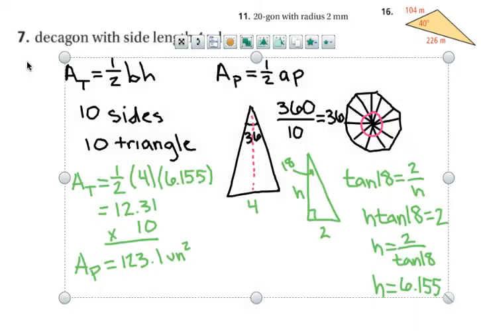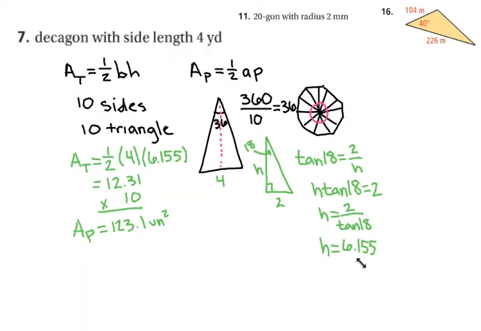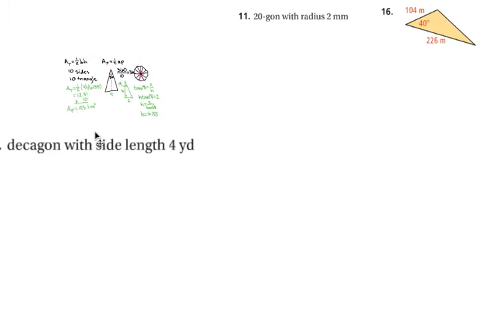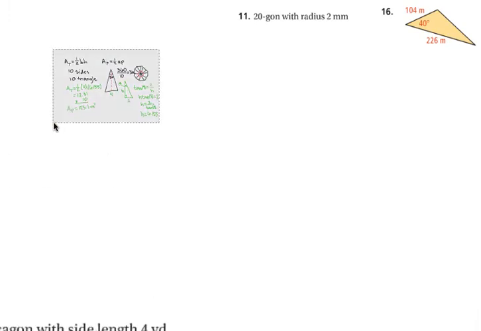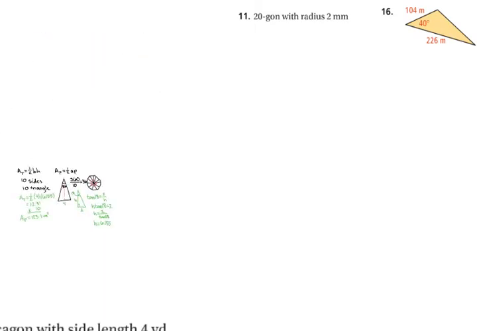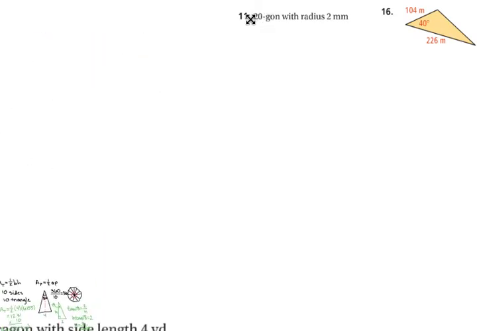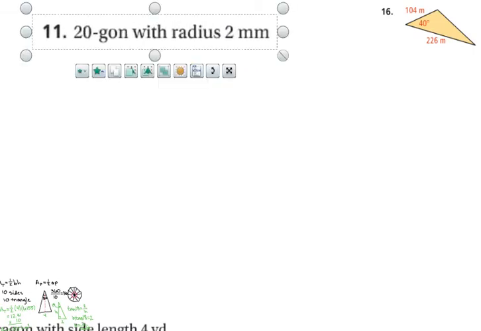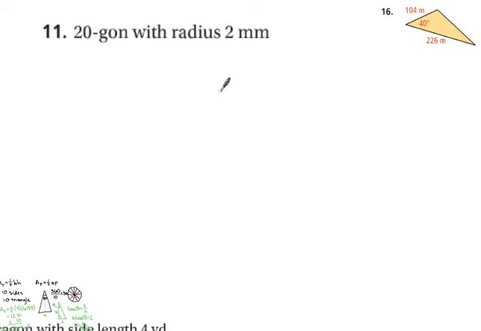Okay, so move all of this out of the way. Okay, so another option we've got is something where we've got a 20-sided figure, but this time instead of giving us a side length, the information it's giving us is a radius. So let's have that conversation real quick about what that even looks like.